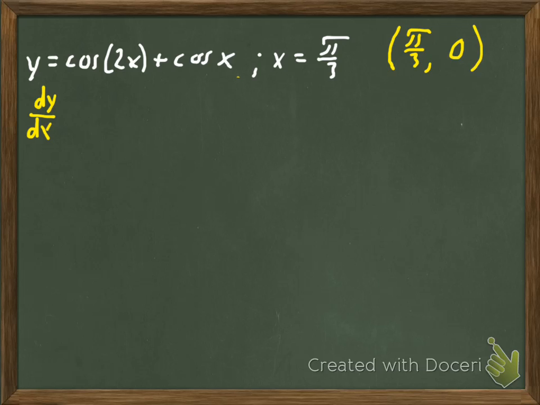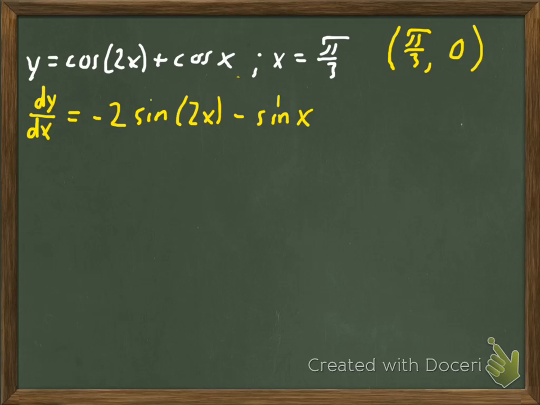We're going to use the rules that we learned in the previous video here. The derivative of cosine of 2x would give you negative sine of 2x times 2, so negative 2 sine of 2x. Use the chain rule there. Go back and double check the work if you need to. And the derivative of cosine of x is just going to be negative sine x. So there we've got the equation for the slope of the tangent.